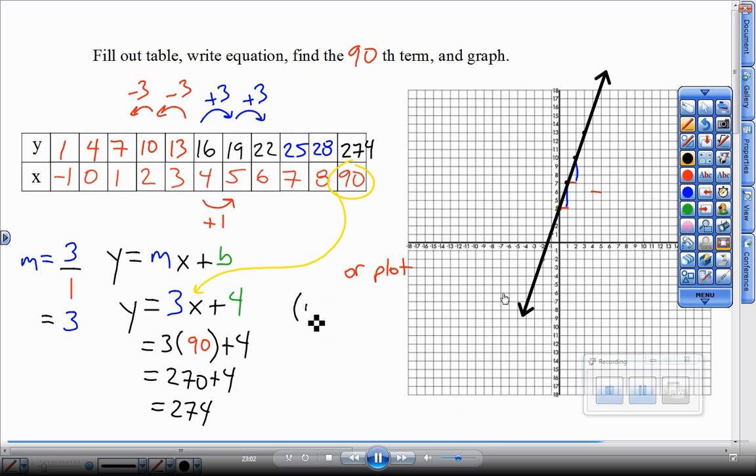Of course, for these, you could always plot these points. This is 0 for x, 4 for y, 1 for x, 7 for y, 2 for x, 10 for y. You could always take your coordinates and just plot them, but sometimes that's a little difficult, as the next problem you'll see makes. But you could always just plot the points: (0, 4), (1, 7), (2, 10), (3, 13). Alright, next problem.